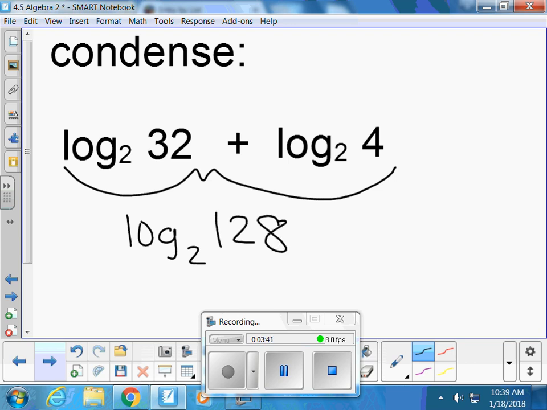We used our property. Let's solve it for fun. To solve it, we ask ourselves, 2 to what power would be 128? Experiment a little bit to get that. You figure it out? Yep. 2 to the 7th power is 128. That's right.